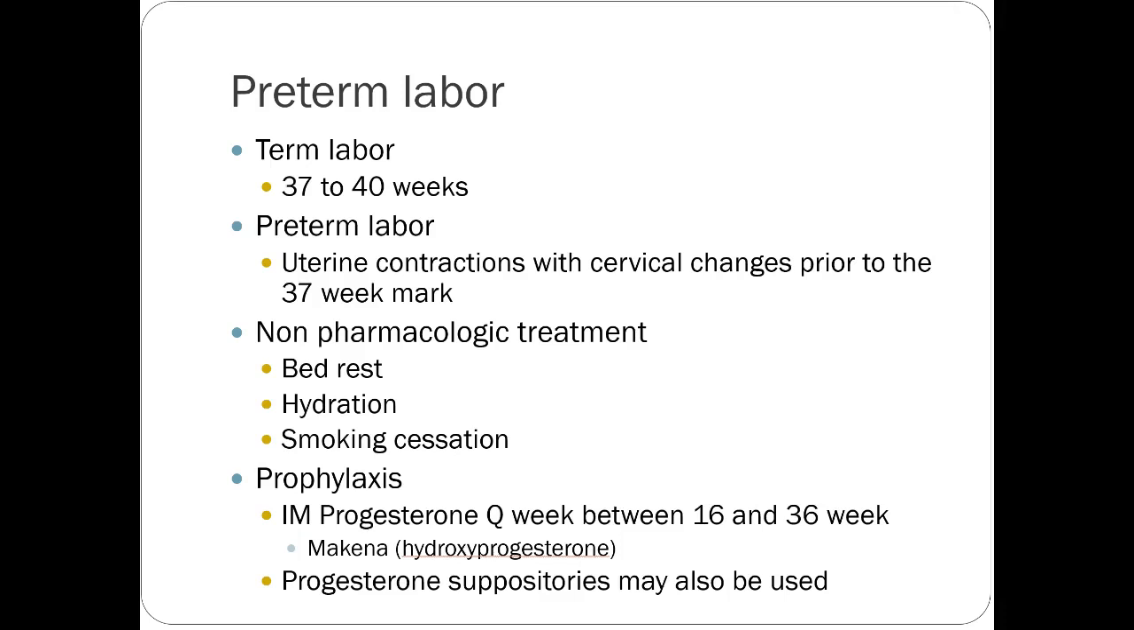So you can try some non-pharmacologic things like bed rest and hydration. If somebody's still smoking, stopping can improve that situation. Prophylaxis: IM progesterone once weekly between 16 and 36 weeks. A product called Makena, which is a hydroxyprogesterone, a synthetic progesterone, could be given to somebody who has a history of preterm labor with a previous pregnancy. And progesterone suppositories can also be used as well. They're intravaginal.